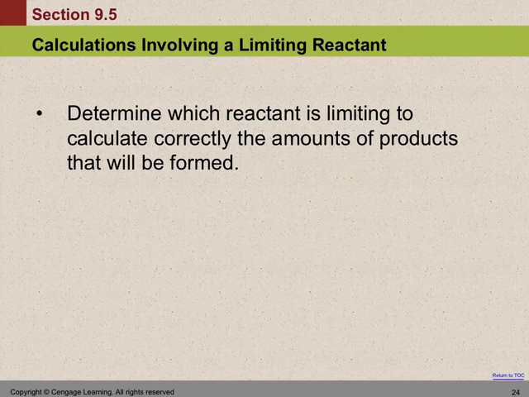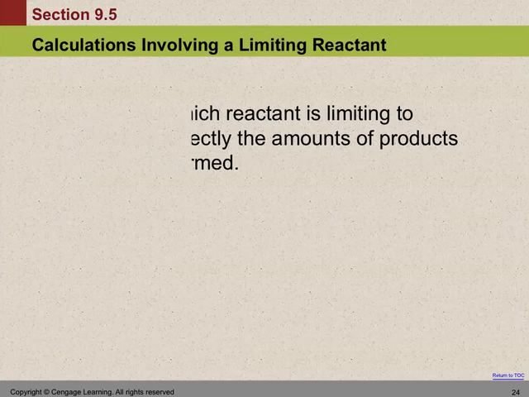We determine which reactant is limiting by looking at the number of moles of the reactants and then looking at their stoichiometric ratios, or the coefficients in front of the reactants in the balanced chemical equation. The limiting reactant determines the amount of products that we can form in any chemical reaction.